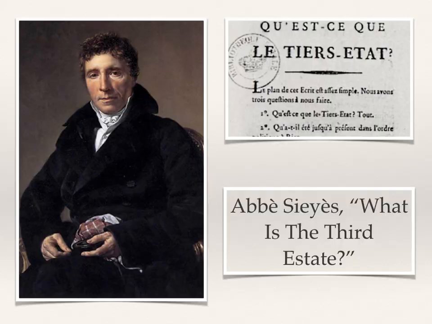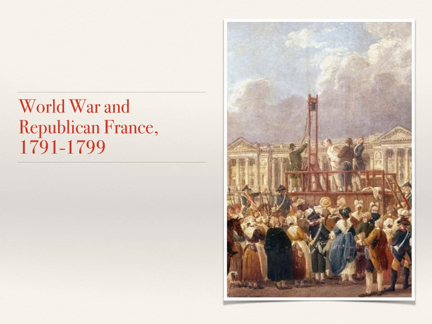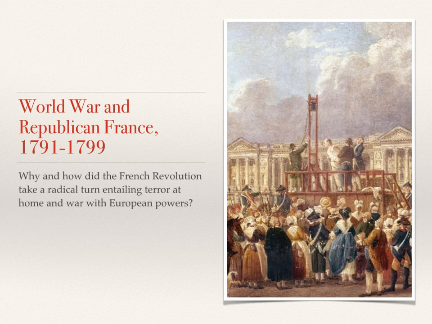Then McCay turns to the next piece of the story, which he calls World War and Republic in France, 1791 to 1799. And this is where it turns dark. This is where the hero story goes away. And the question that McCay asks is, why and how did the French Revolution take a radical turn, entailing terror at home and war with European powers?